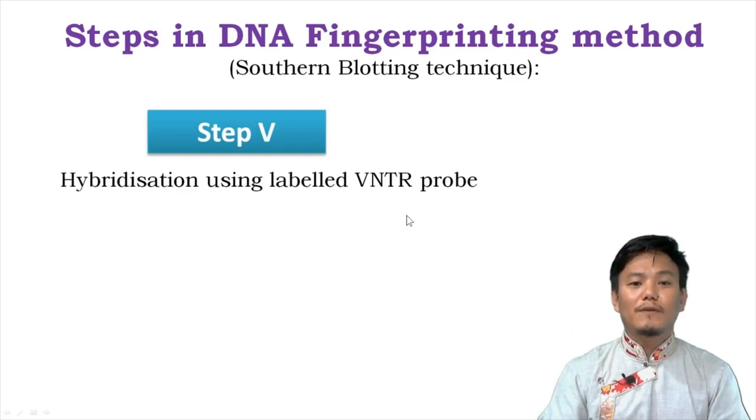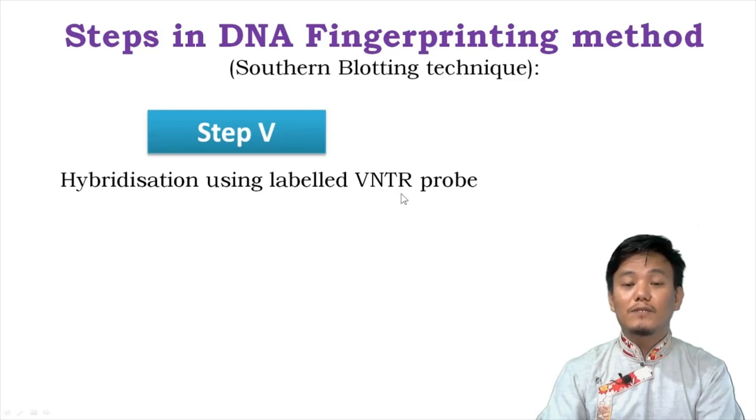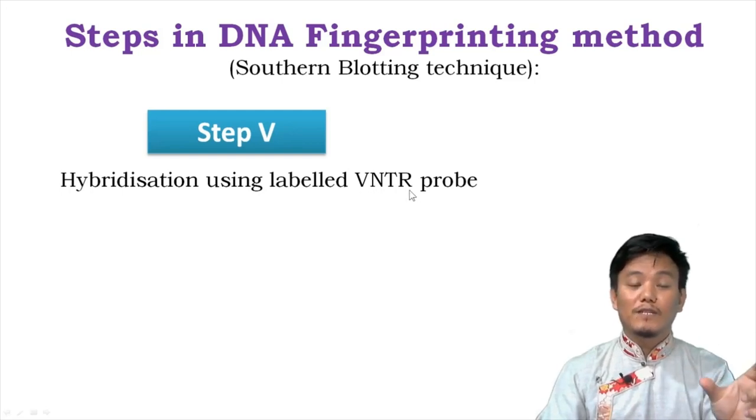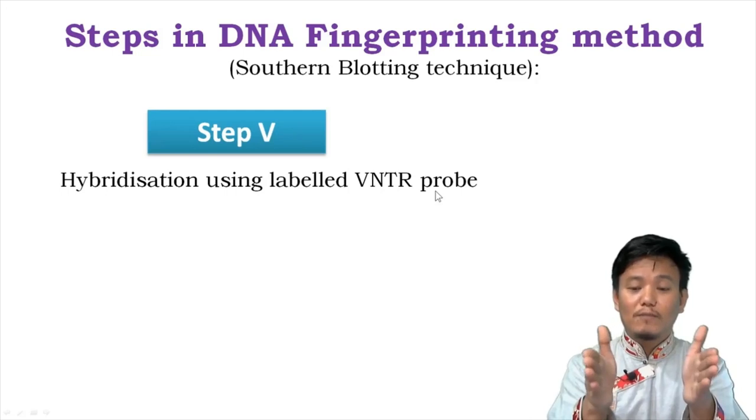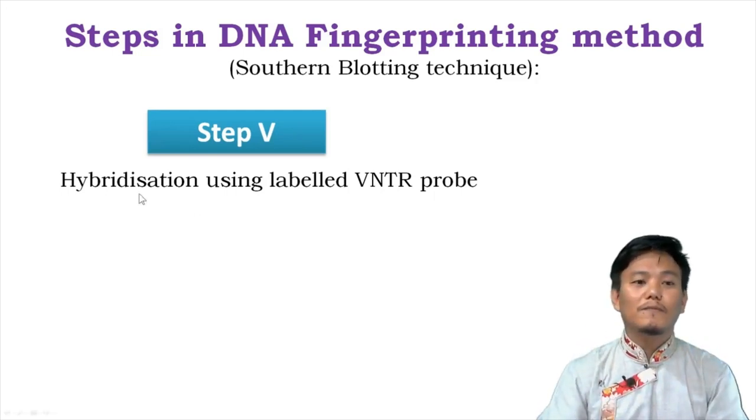So next step, what we have to do is hybridize the DNA which has been separated on the gel with labeled VNTR probe. This label can be anything. The VNTR probe, variable number of tandem repeats, are pre-prepared repetitive sequences which are radio labeled or can be fluorescent labeled. So these VNTR probes are nothing but short segments of repetitive DNAs which are radio labeled. So let's go with radio labeled.